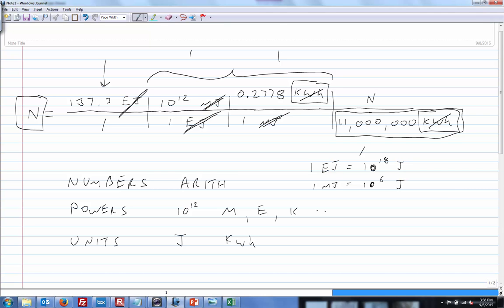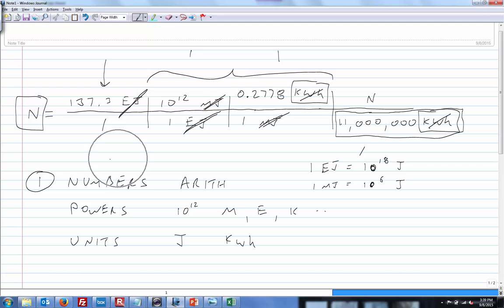Another important thing to think about on almost every one of these problems is we're actually solving 3 problems in parallel. So the first problem we're solving is just numbers and arithmetic. And there's your 137, your 10 to the 12, your 0.2778, and your 11 million. And that's just arithmetic, just multiplication and division. So you've got to keep track of that.